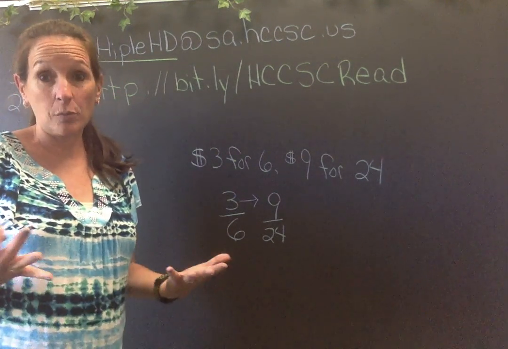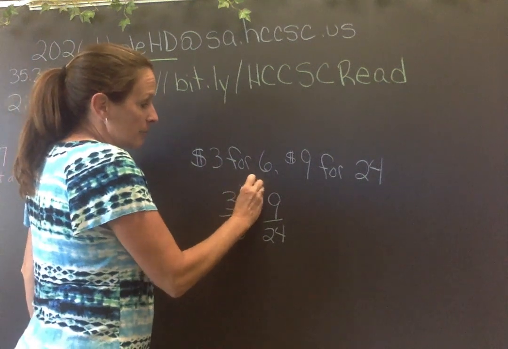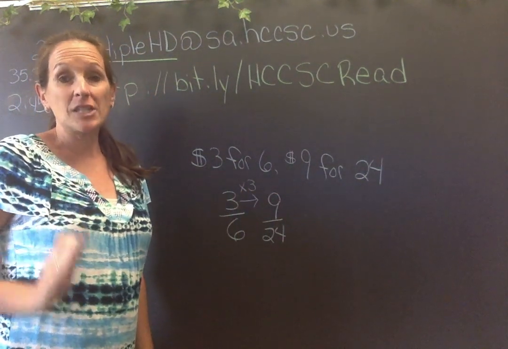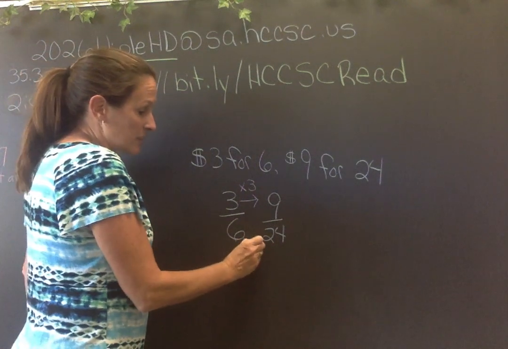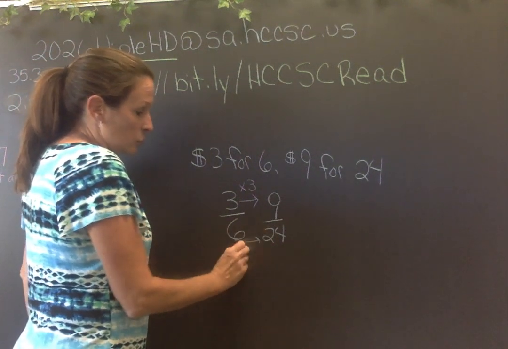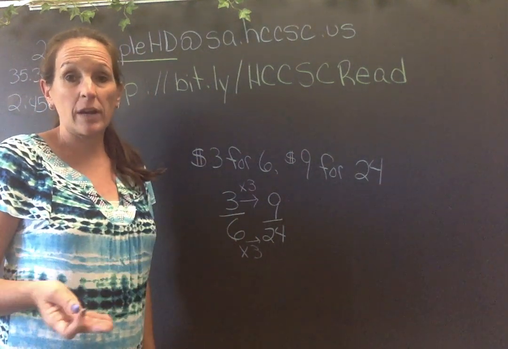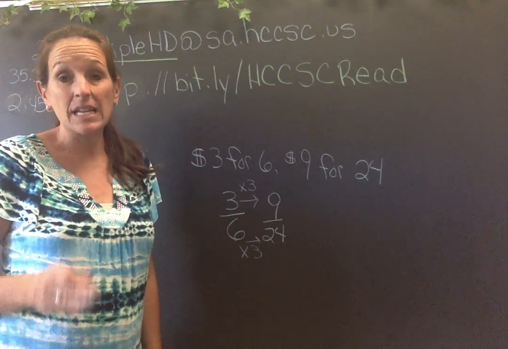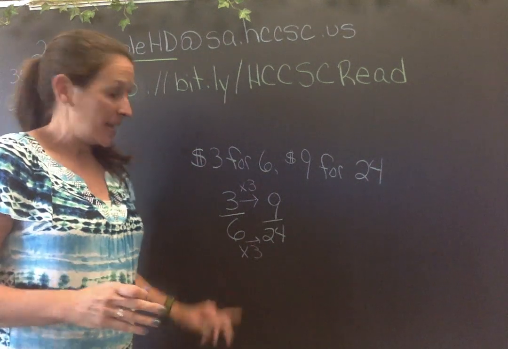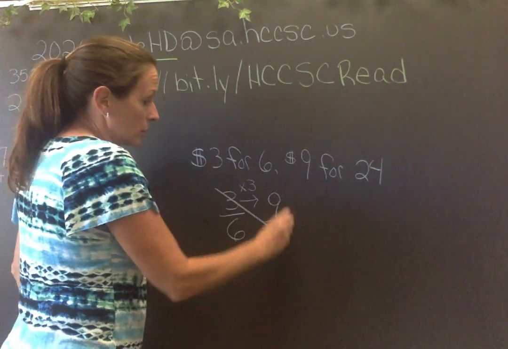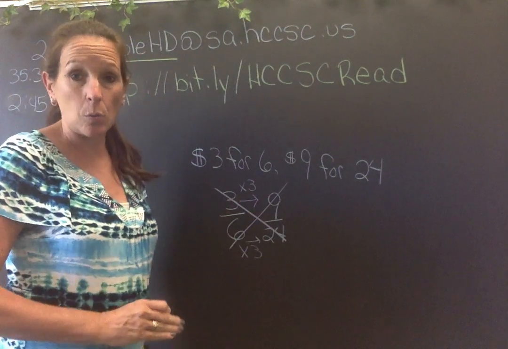You should have said 3. 3 times 3 is 9. I need to go down and work on the bottom, and I'm going to ask myself, to get from 6 to 24, is 6 times 3 24? It's not. 6 times 3 is 18. It's not 24. So these two are not equal.